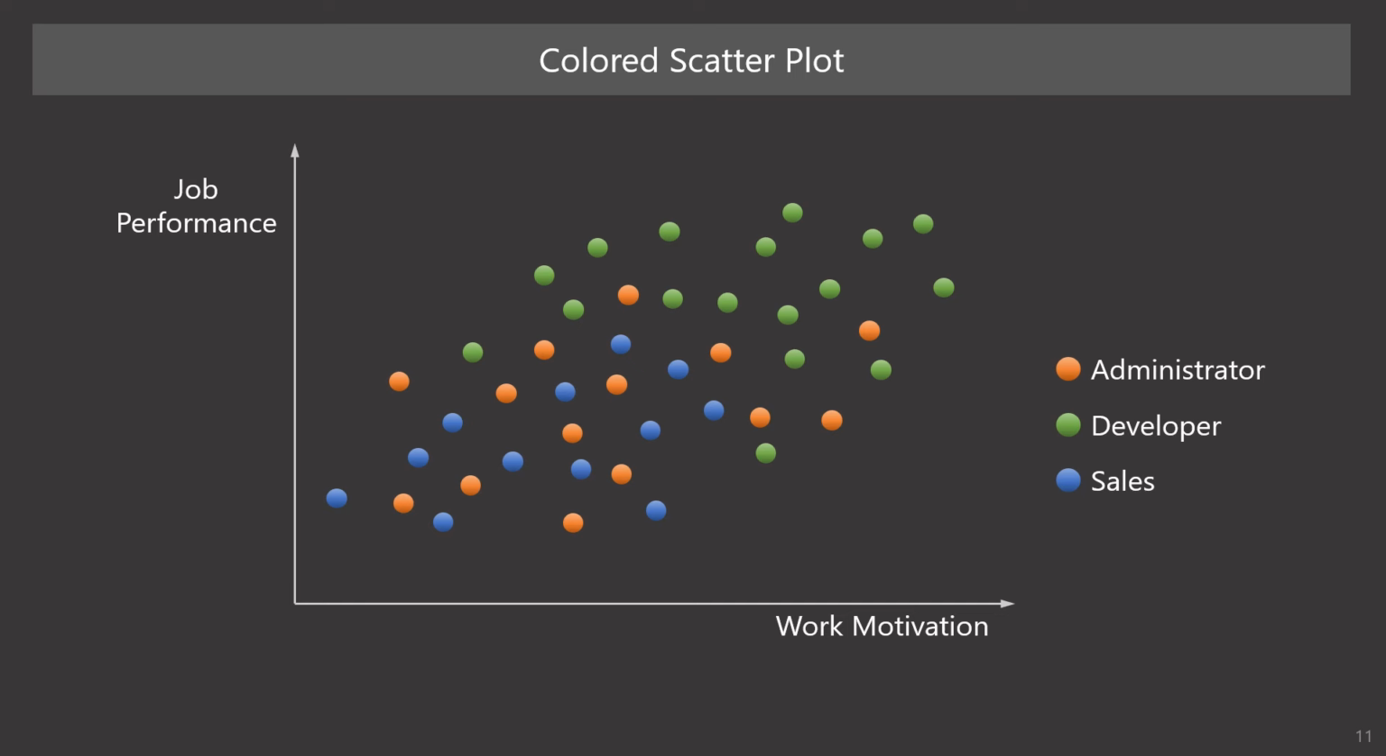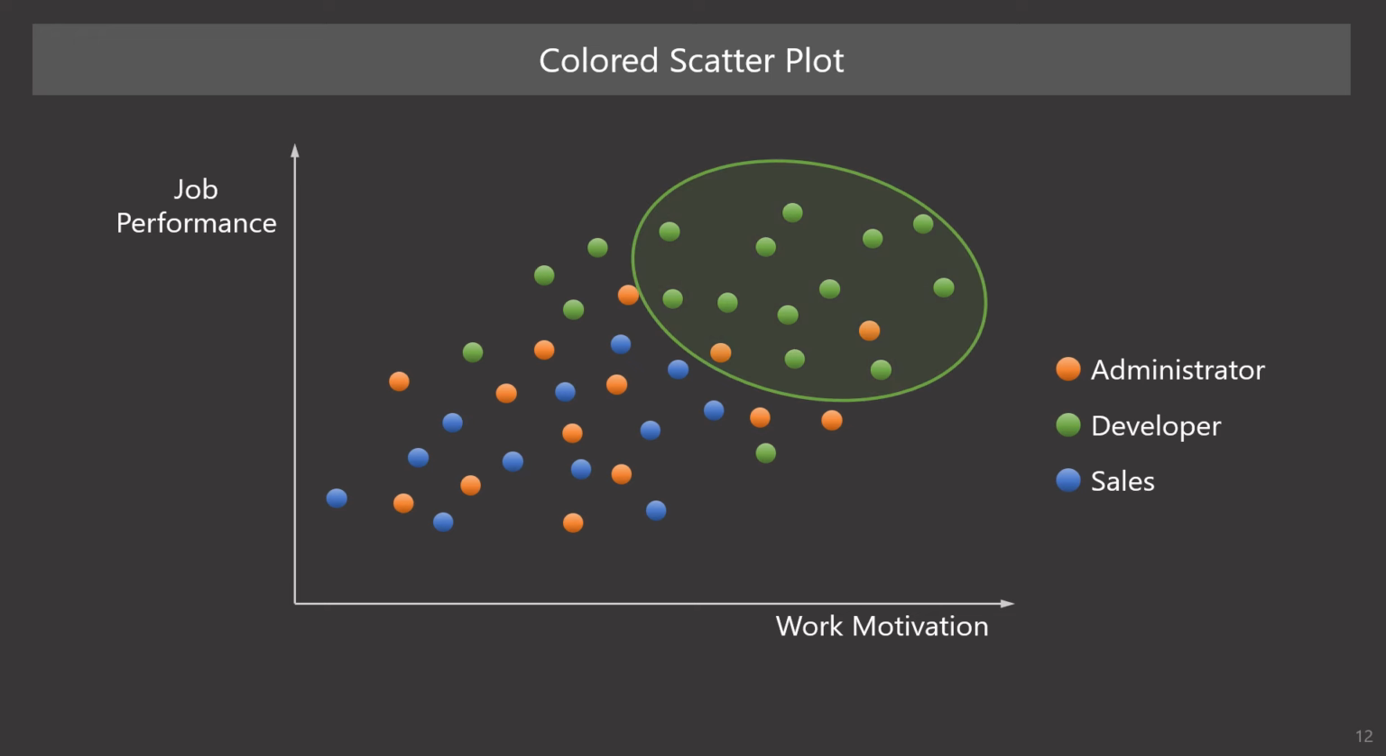When we want to visualize categorical difference in the relationship between two numerical variables, we can use a colored scatter plot. This is an example of a colored scatter plot that visualizes employee data. The x-axis is work motivation, and the y-axis is job performance. And three types of color are assigned to each dot, depending on each employee's job category. It shows that, in general, work motivation positively relates to job performance.